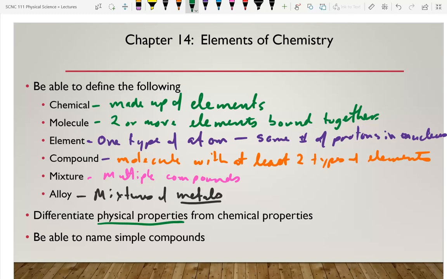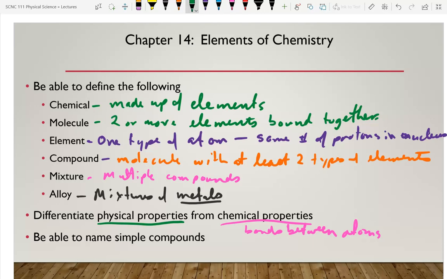What are chemical properties? Okay, burning will change chemical properties. Chemical properties has to do with the bonds between the atoms. So if you change chemical properties, you change the bonds between the atoms. Physical properties are observable things like the shape, the phase, that kind of thing, color.